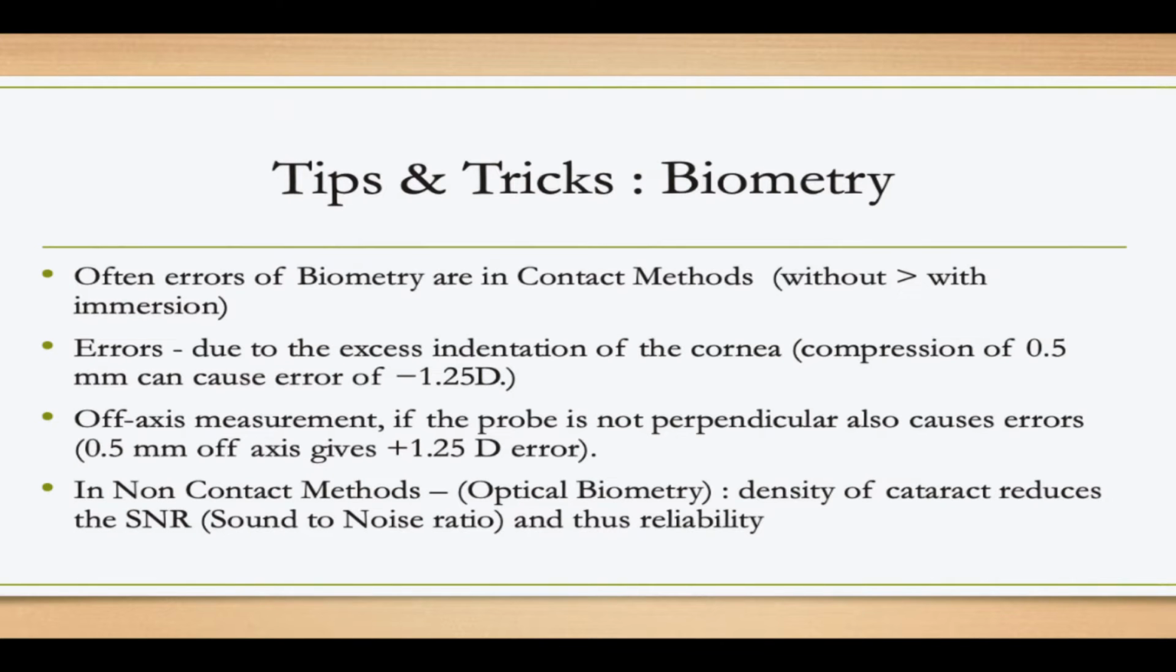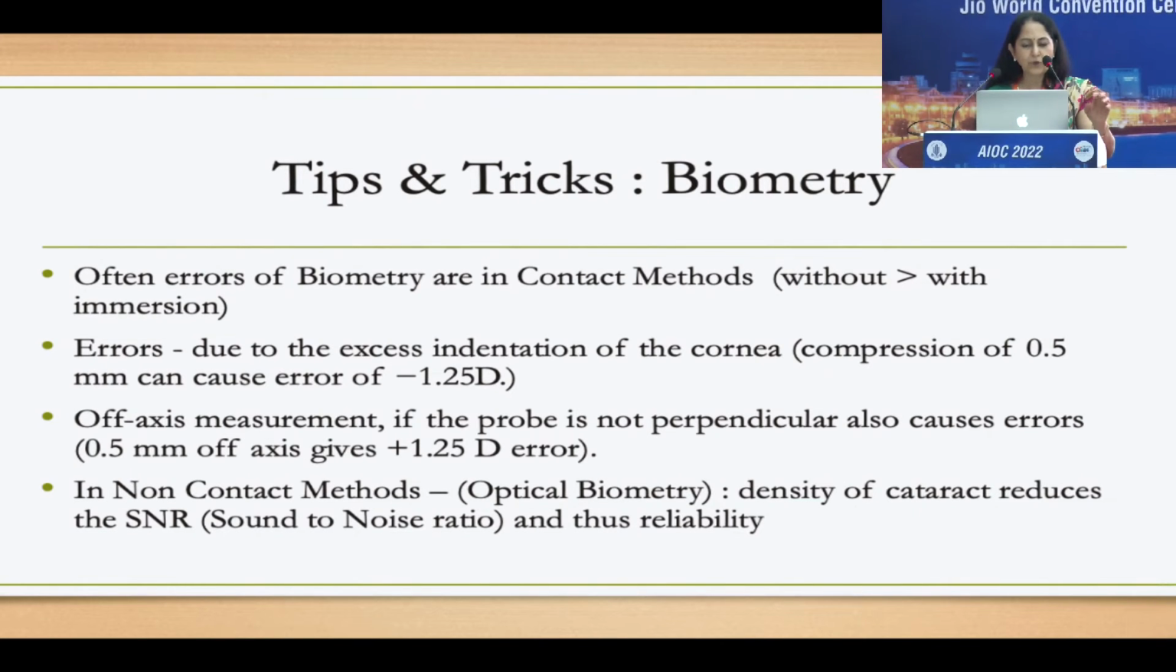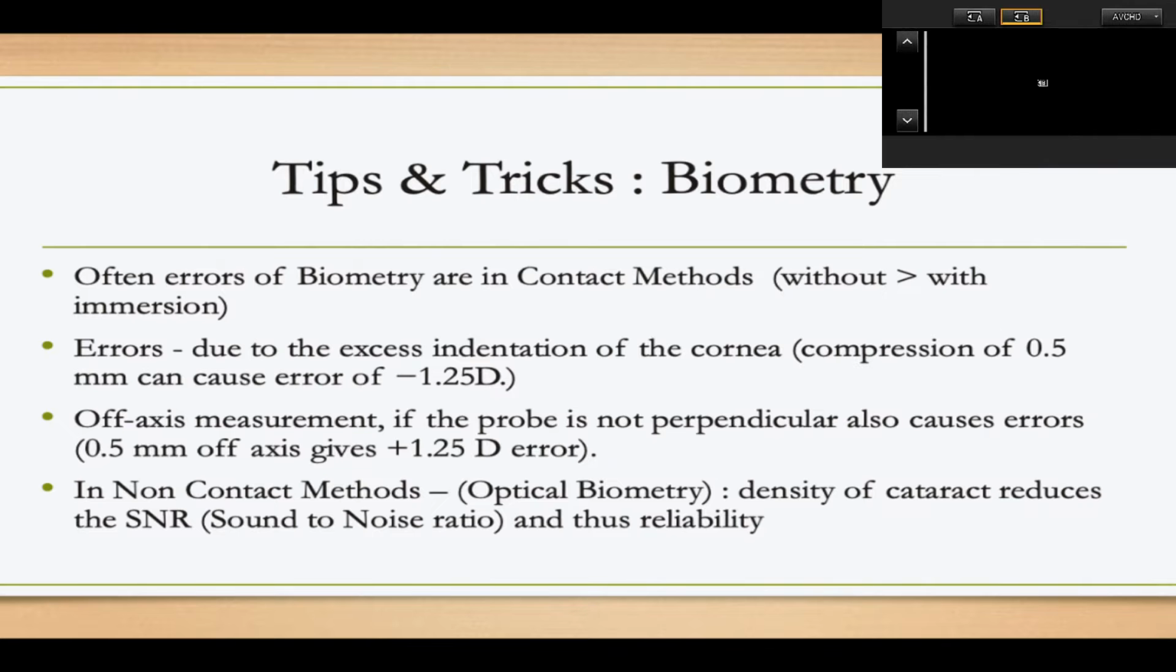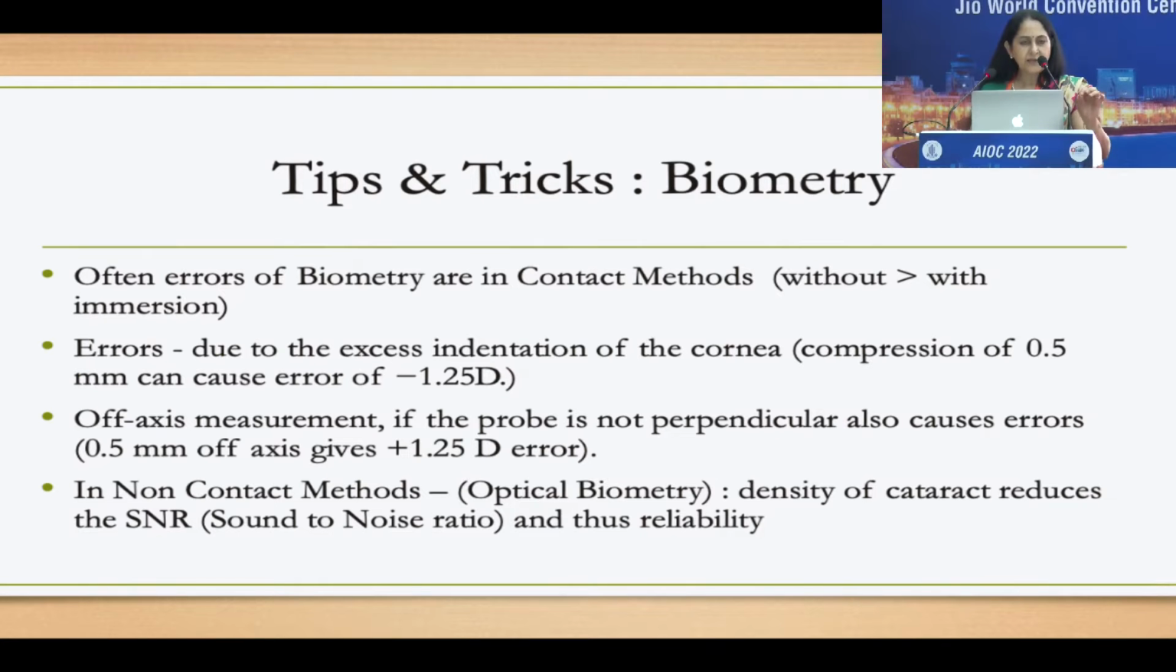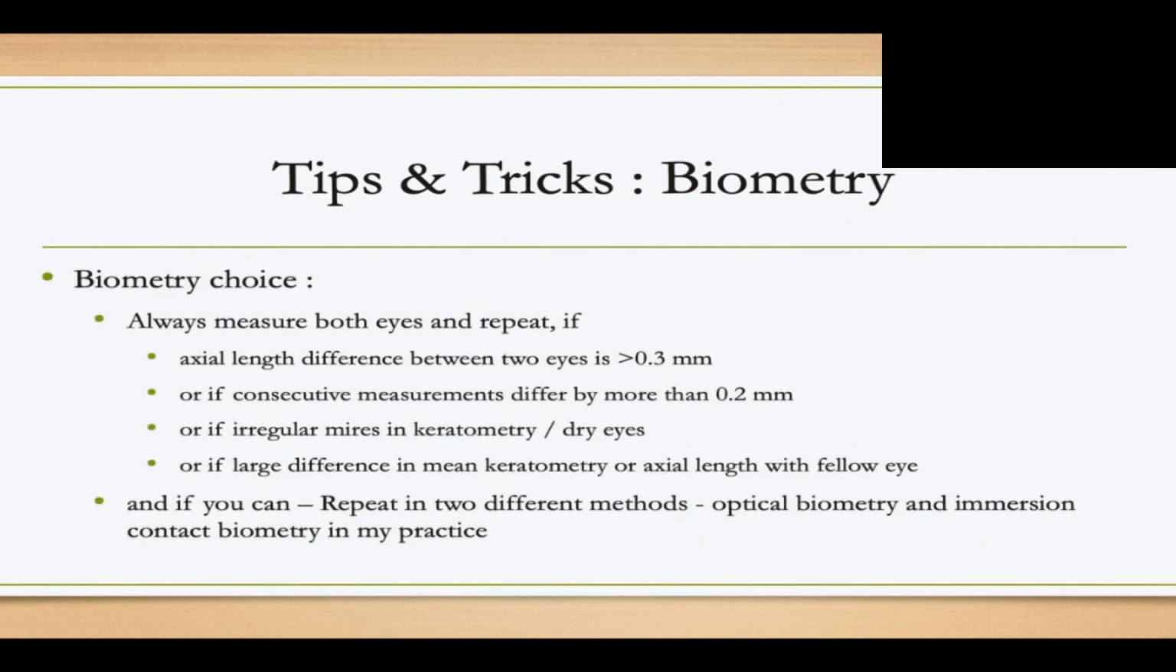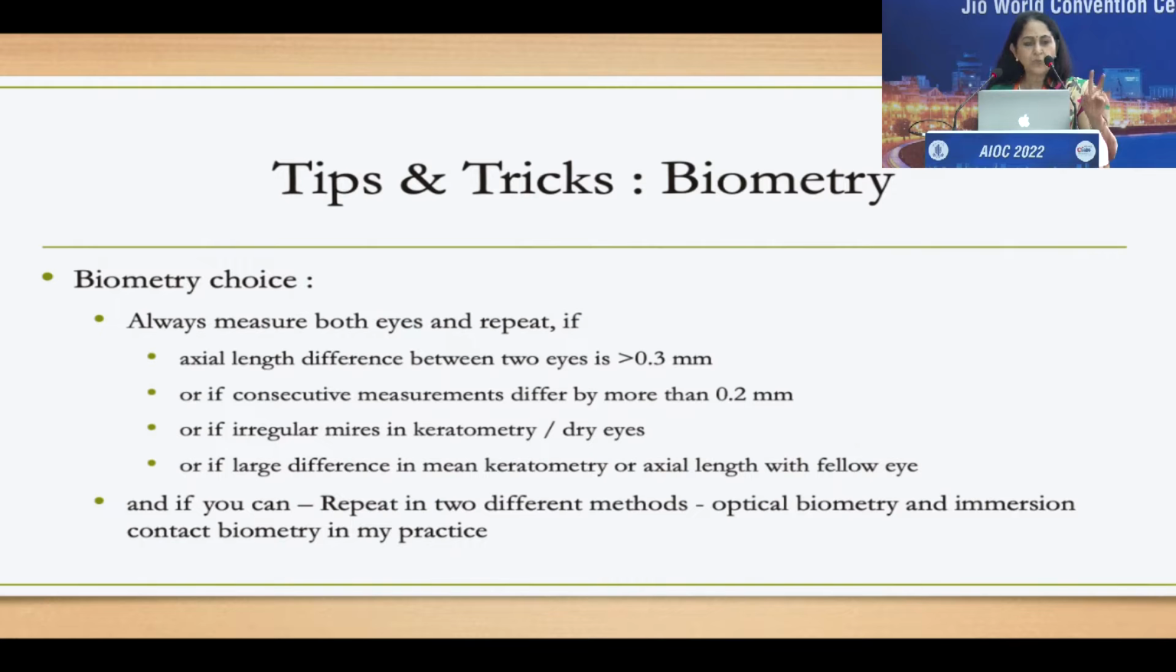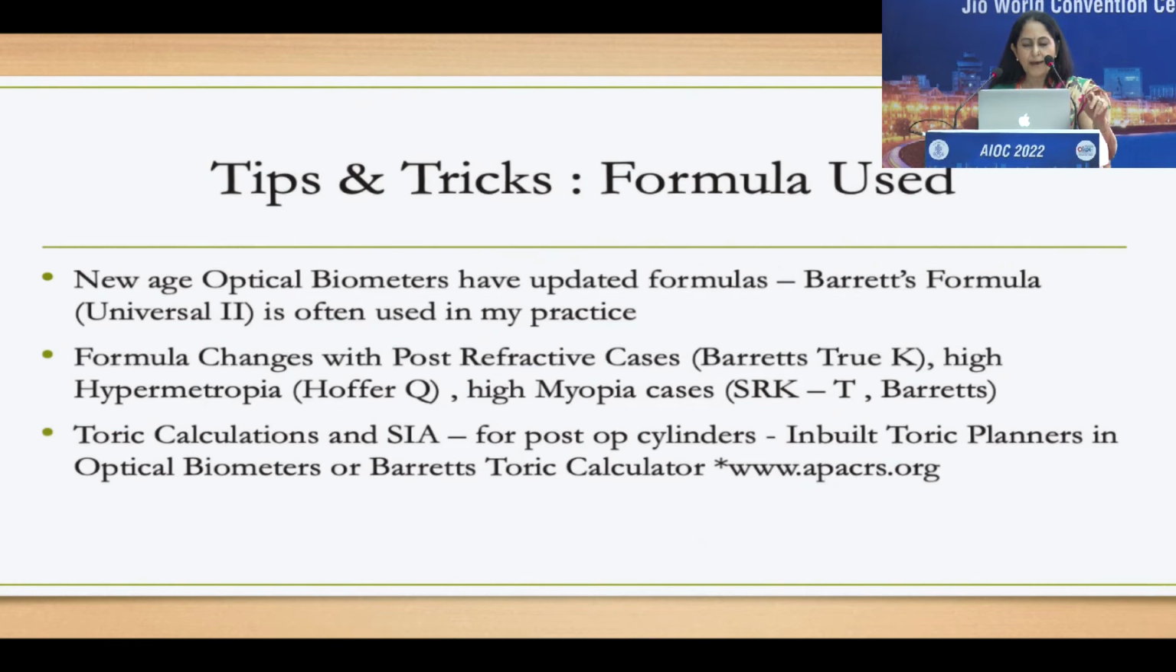So any which way, these are a couple of ideas on why we need to do a good biometry, and these are certain tips that errors can happen due to the excess indentation of the cornea. So whenever you're doing an indentation method of your biometry, axial A scans, just see that you just touch the center of the cornea, don't indent it too much. And non-contact methods are always better and give you better results also. And biometry choice, always measure both the eyes in case you have a refractive surprise, or you've done your biometry and you've seen that there is a lot of discrepancies, then just go back.